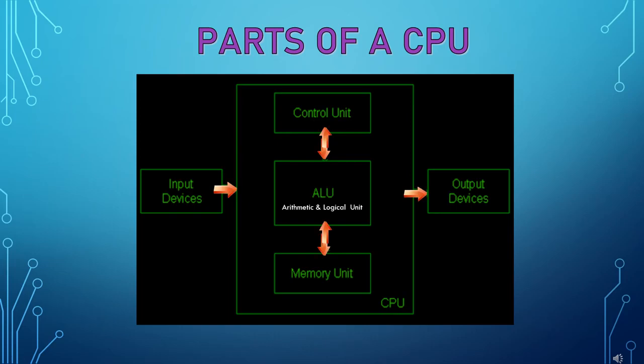Now when we look into the diagram of the CPU, we can see that the CPU is divided into three parts. And these three parts are the control unit, which in short is known as CU. The next is the arithmetic and logical unit, which is known as ALU. And the third part is the memory unit, which is also called MU. Now looking into the function of these things, control unit, as the name says, it controls or manages all the operations of a computer.